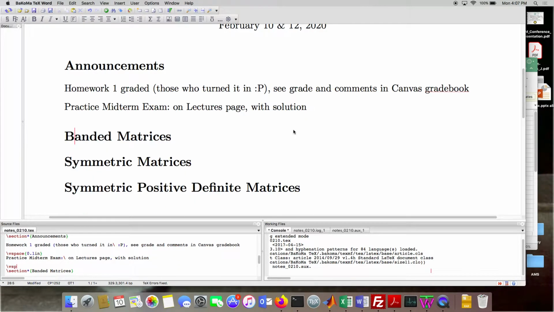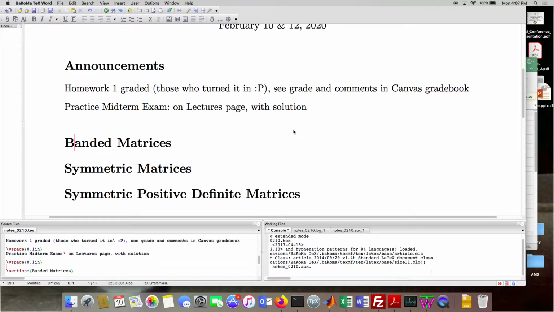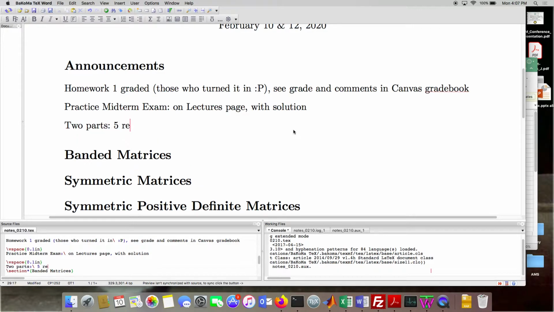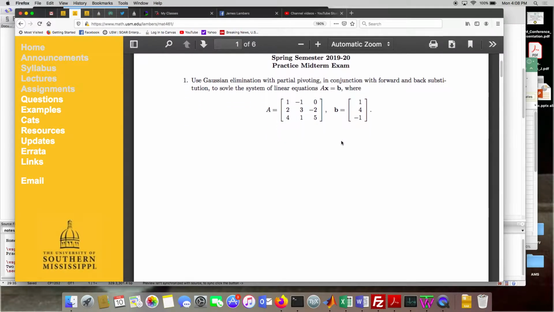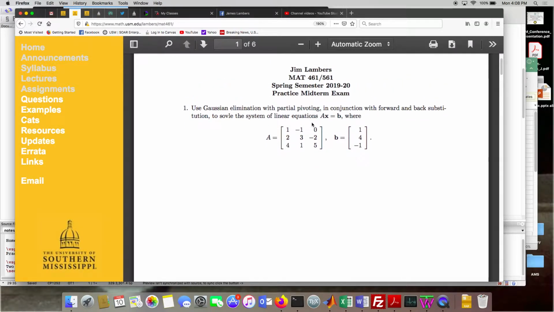Okay, so how the midterm breaks down: 5 regular problems, and just to give a quick overview of what I mean by that. For example, a problem involving using Gauss elimination or partial pivoting, so how you would carry that out to solve the system.